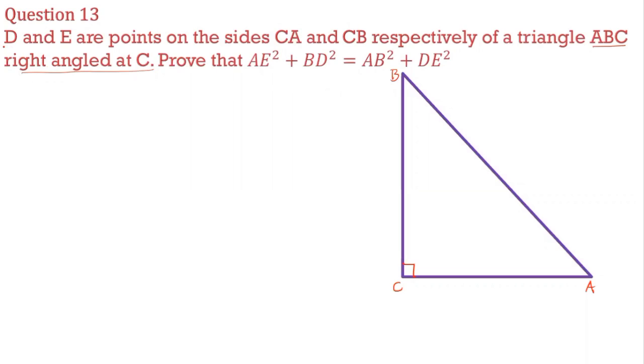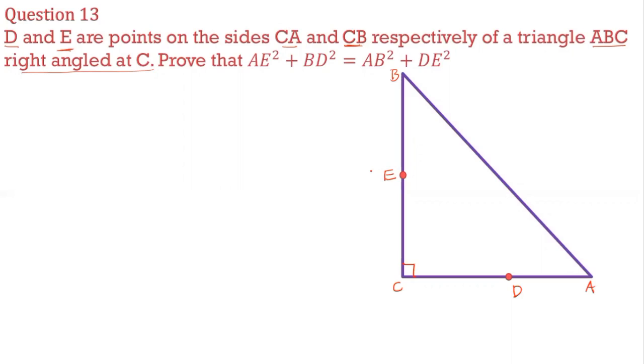Now see there, D and E are points on the sides CA and CB of triangle ABC. D is point on CA. You can mark point D anywhere on CA. E is point on CB. Mark point on CB. Name it as E.